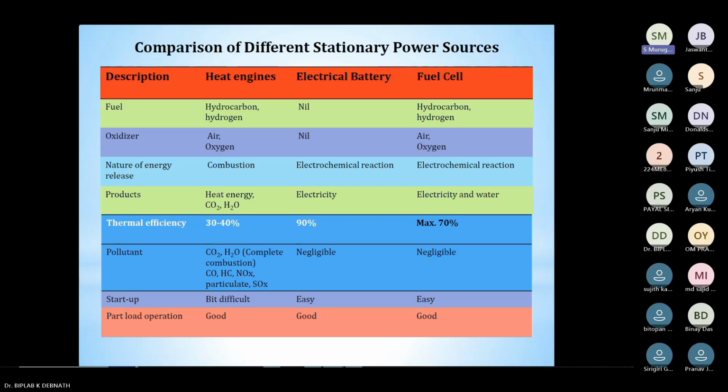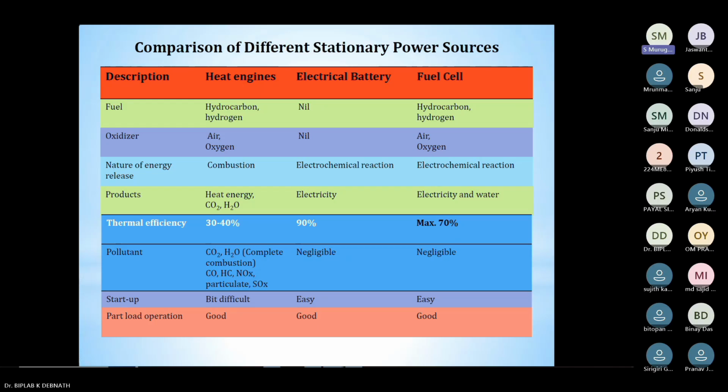Then thermal efficiency. As you know, heat engines have a maximum thermal efficiency of 40%. Of course, nowadays we can have 45% with advanced engine technologies. Electrical batteries are capable of delivering electrical energy with up to 90% efficiency. And in the fuel cell, we can have conversion efficiency up to 70%.